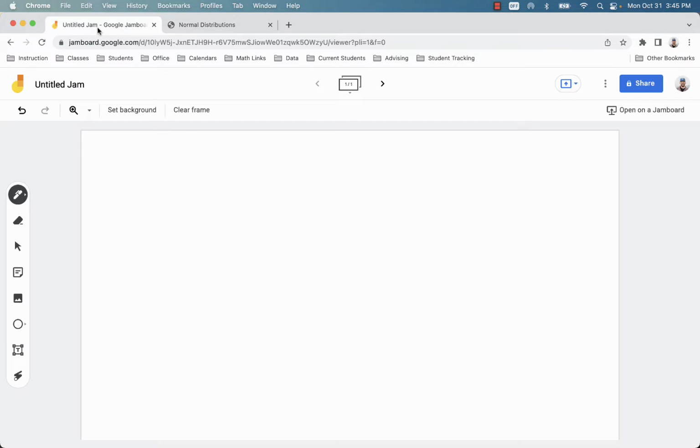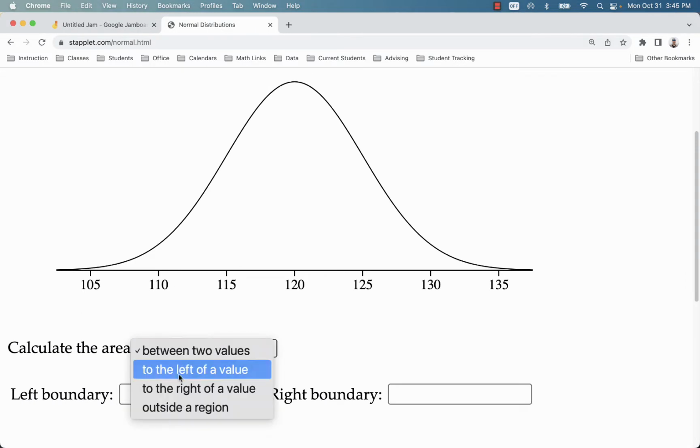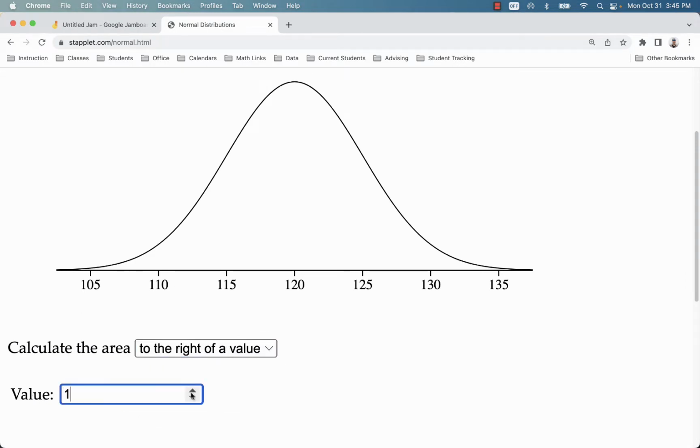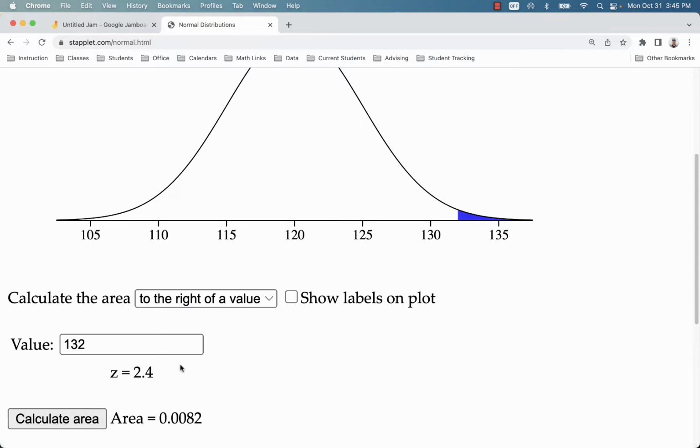So say, for example, I wanted to find the probability of finding an individual outcome that's above 132. What I'm looking for is the probability that x is greater than, or to the right of, 132. So this is using function notation, and the input here is not the traditional just plug in a number for x. We're actually saying, shade to the right of 132 and find the probability. So all we do for Stapplet is go to the right of 132 and see what that area is.